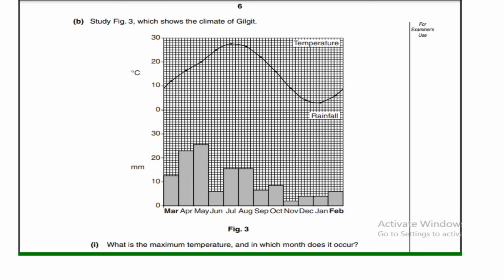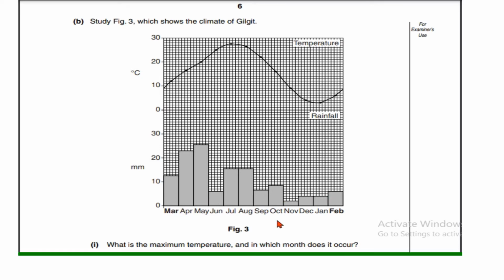So this is the very first question, which is question 2 part B. You must read what the question says, because at times the students miss the first part and they are not familiar with the area. So what does it say? It talks about the climate of Gilgit, and what you see here, there's a line with small dots on it, and then we have bars. Please be very careful. Temperature is always shown with the help of line, and the bar always shows rainfall.